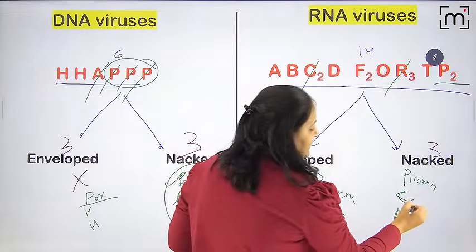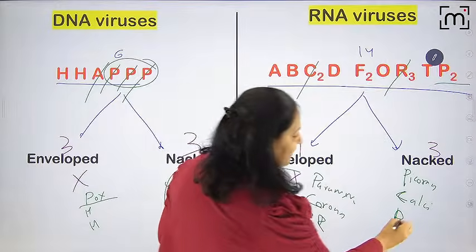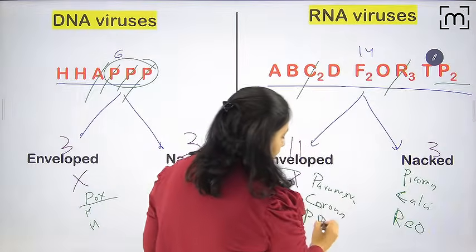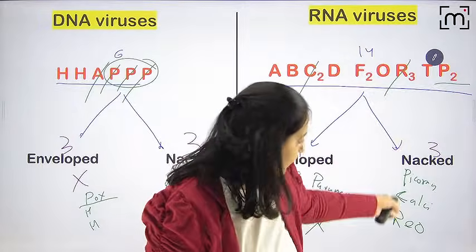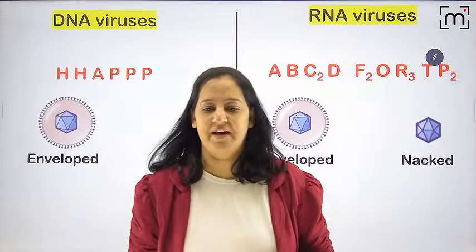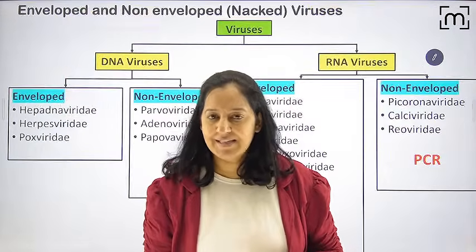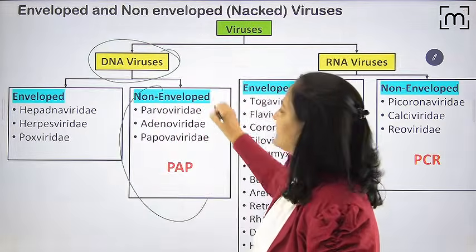But calci doesn't have the envelope. And for R, I don't have any concept, unfortunately. Please learn R. Naked is Rio. The remaining, rhabdo and retro, are enveloped. And Rio is naked. So learn the full form of PAP, learn the full form of PCR. I hope this concept is also done. Yes? So see, out of the 6 DNA viruses, learn PAP is naked.